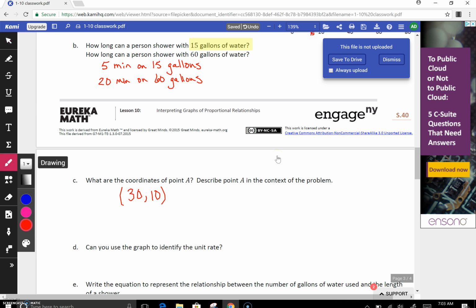So what does that mean in the context of this problem where we're talking about a shower? It means you would burn 30 gallons of water. Well, not burn, you would use 30 gallons of water for a 10-minute shower.